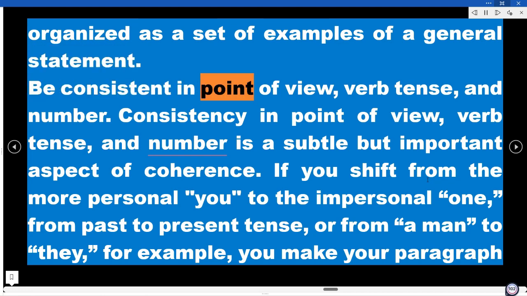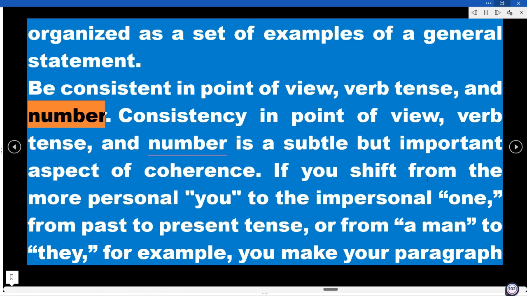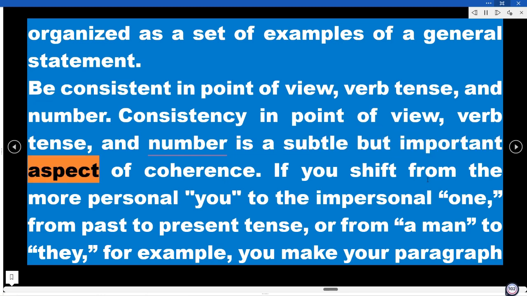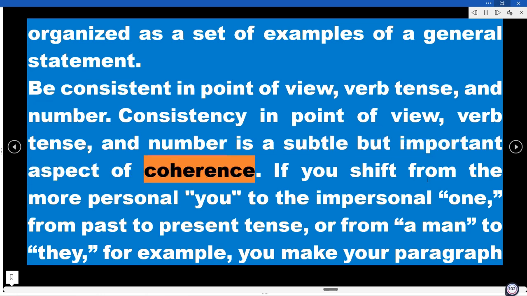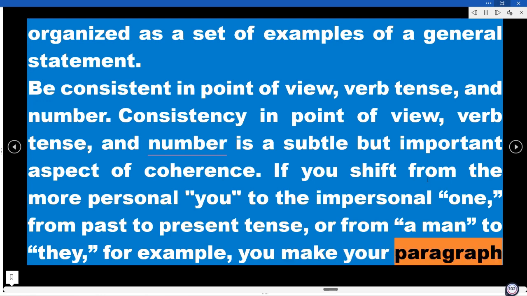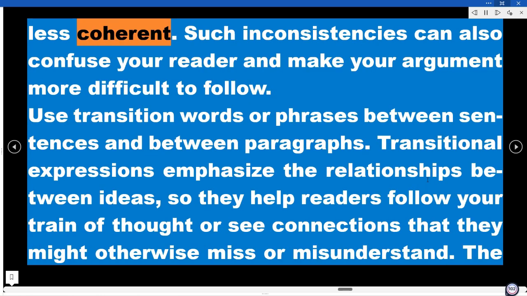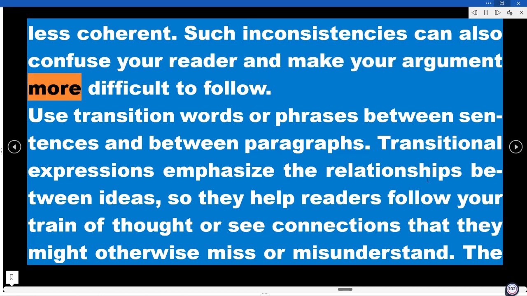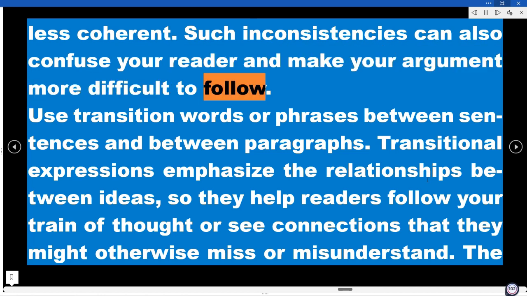Be consistent in point of view, verb tense, and number. Consistency in point of view, verb tense, and number is a subtle but important aspect of coherence. If you shift from the more personal "you" to the impersonal "one," from past to present tense, or from "man" to "they," for example, you make your paragraph less coherent. Such inconsistencies can also confuse your reader and make your argument more difficult to follow.